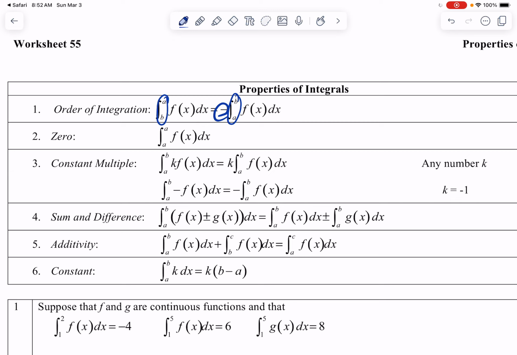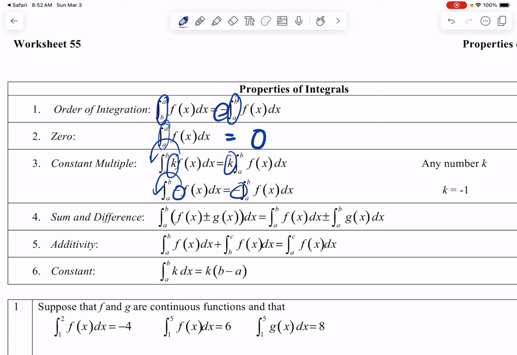Okay. I would then talk about zero. When you have the same bound, let's say it's 2 and 2, or a and a, the area underneath the curve would always be 0. From there, I would talk about constant multiples. If you just have a number out front, let's say 3, you can essentially pull that number out front, and it doesn't have to be integrated into the f of x function. Same thing with a negative: you can pull that out front, so say it's a -2 or a -1, you can do the same thing.